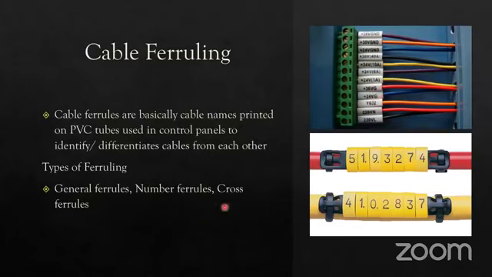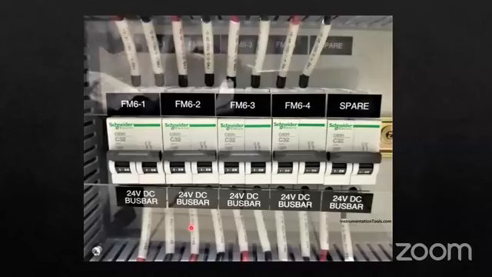And then you have number ferruling. In the design, you define some numbers to the cable, like if you can see here in the next picture, there are numbers given. And then you have cross ferruling. So cross ferruling will be much easier for the installation purpose, because that consists of the source and target data.